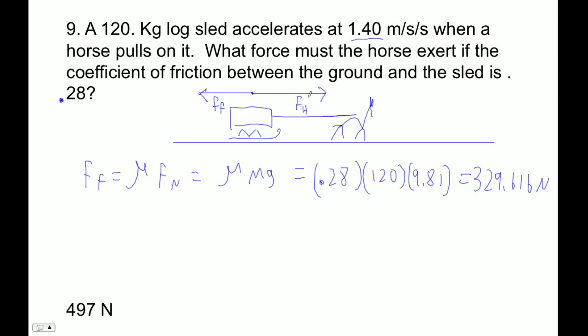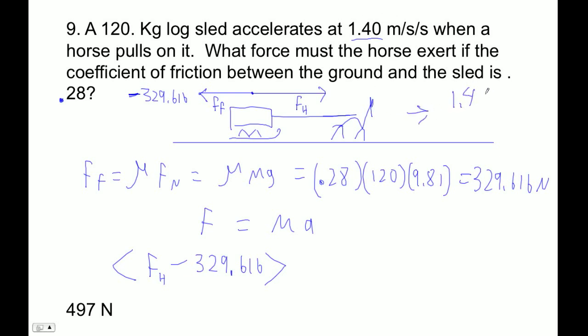Now we can set up this unknown thing. And now that I made the joke about F sub H, we got to go with that. So F equals ma, and our forces are the unknown force that the horse, of course, is exerting, and then the 329.616 is this force here. So we know that's negative 329.616.